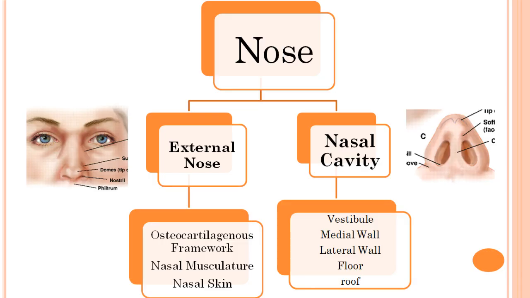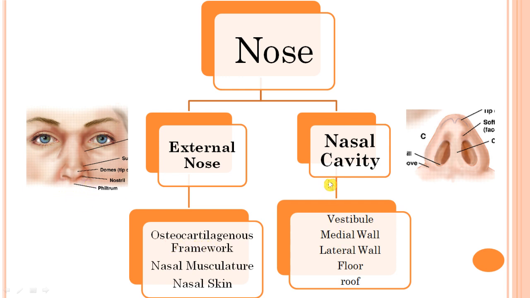First of all, the nose. We have divided the nose into an external nose and a nasal cavity. The external nose is this protuberance that you can see in between your eyes. It is divided into its osteocartilaginous framework, which we will study, then the musculature, and then the skin above it. So the external nose is basically skin, then the musculature beneath it, and finally the osteocartilaginous framework, that is, the framework made of cartilage as well as bone.